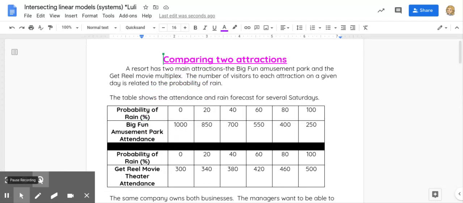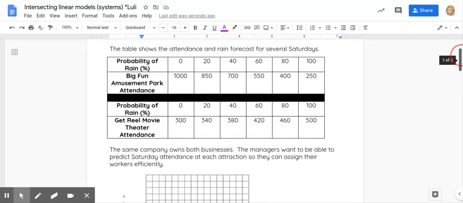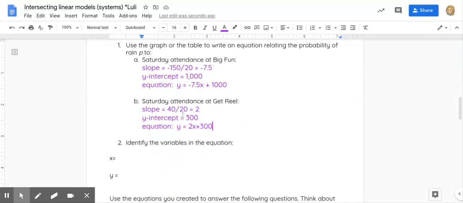All right, hopefully you had time to look at the Get Real Movie Theater slope, y-intercept, and equation. When you look, again, I think the table's easier because of the scales on the graph. You can see that the y is going up by 40 every time. The x is going up by 20. So when we plug that into our slope, that'd be 40 over 20, which equals 2. The y-intercept, which is where the x is 0, is 300. So your equation is y equals 2x plus 300.